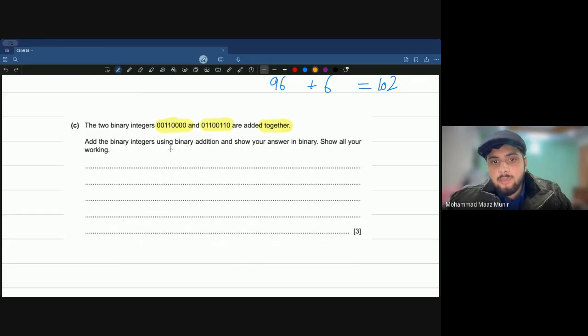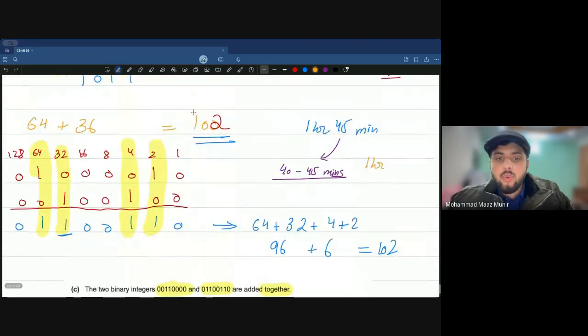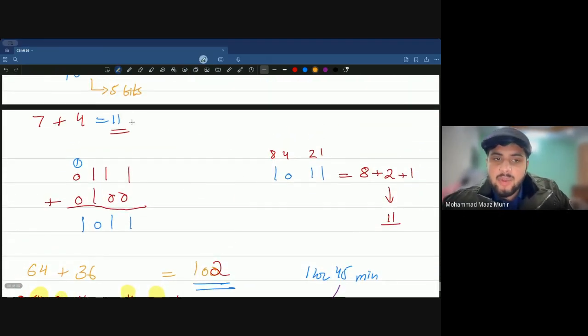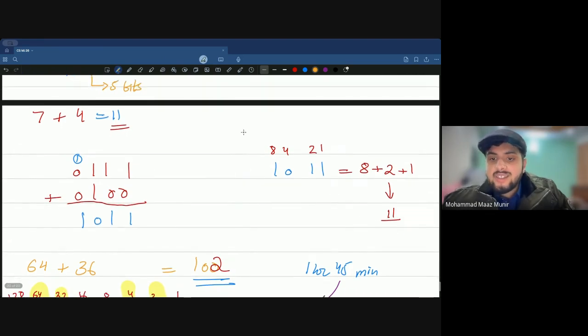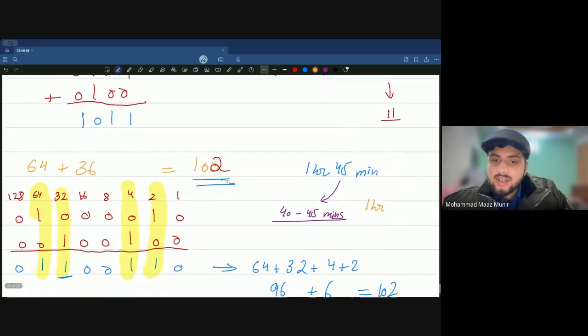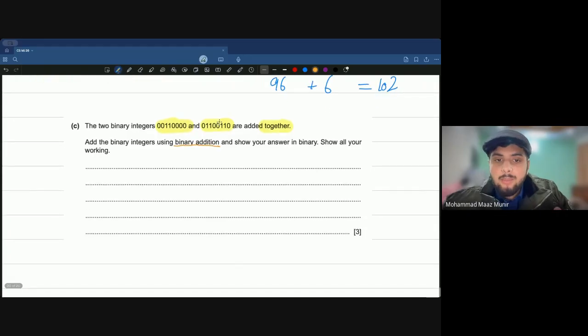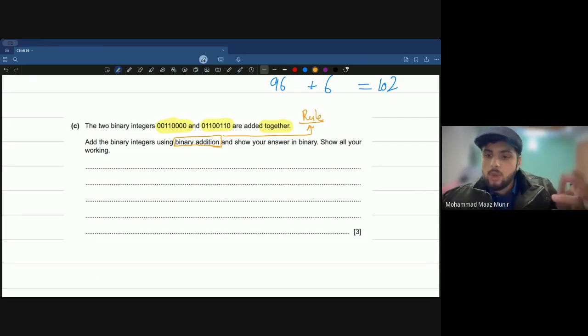They wrote the term binary addition, which basically means that the one method which I said, that if you add them up, 11, and then you write the binary of 11 and you get the correct answer, even though you get the correct answer, you won't be awarded marks here. Why? Because they clearly said that you need to follow binary addition, which means that you need to go through the conventional rule method, which I was talking to you about earlier on. 1 plus 0 is 0.